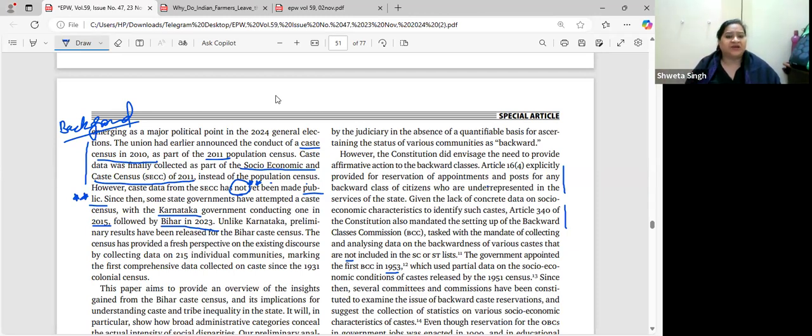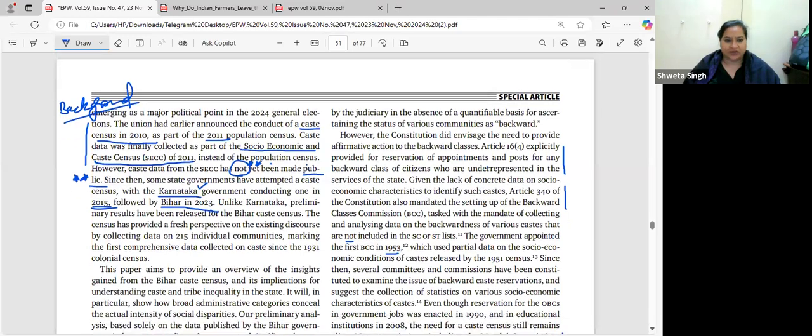Other governments have created caste censuses, basic GS-type facts, like when you have to match the following and all that. So Karnataka government 2015. Many students will not know this. Bihar 2023 was all over the news. So people might be aware of it, but the information related to Karnataka might be missing. So for the caste census background: SECC 2011 had the caste data, but it did not make it public. Second, Karnataka. Third, Bihar. You just get a brief insight related to it.